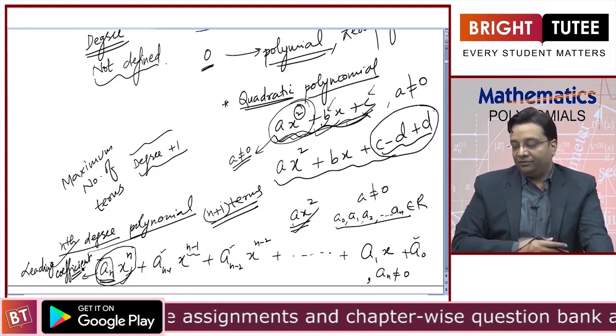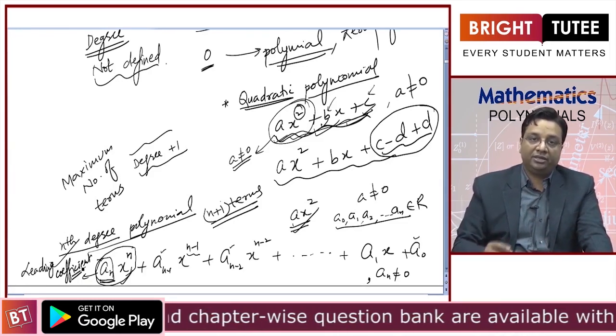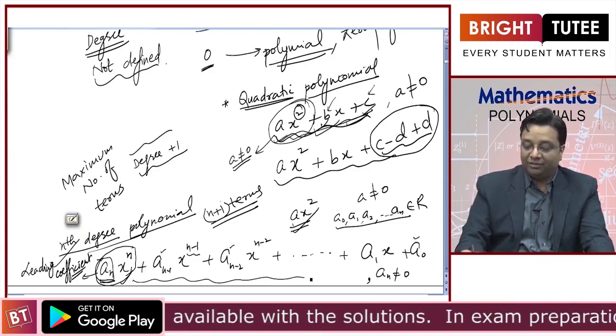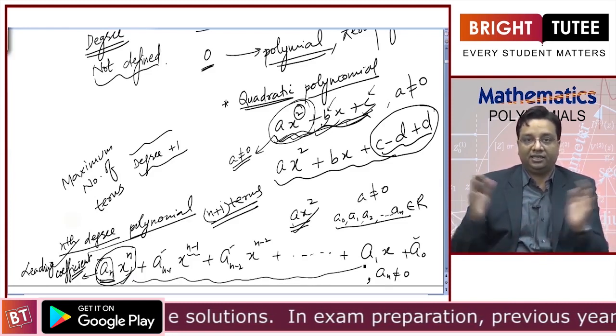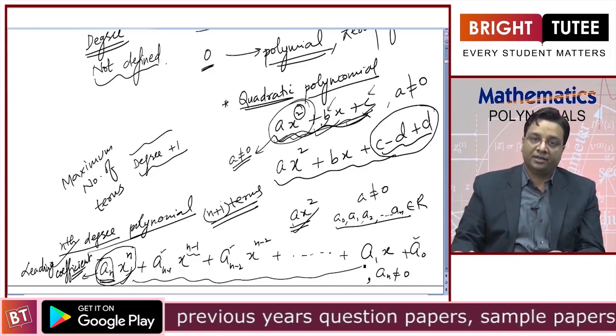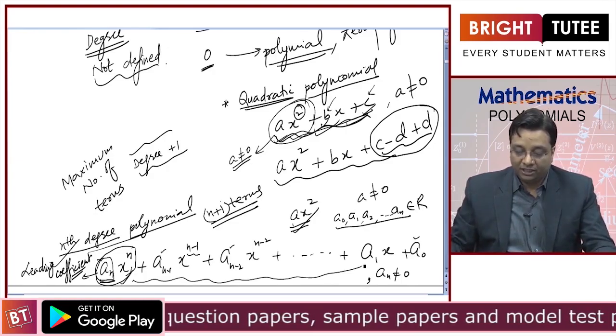Now, what will happen if all the coefficients become 0? A naught, a1, a2, all the coefficients become 0, then this polynomial itself will become 0, right? The entire expression will be 0. So, it will become a 0 polynomial. Okay. So, I hope this much is clear to you.